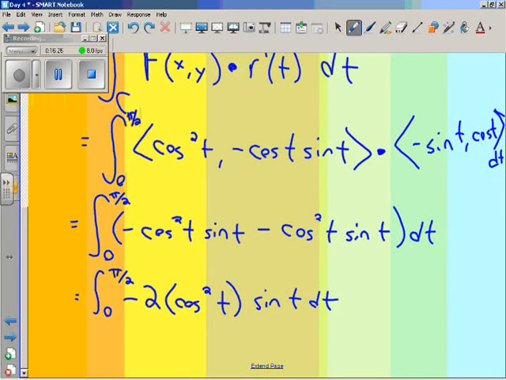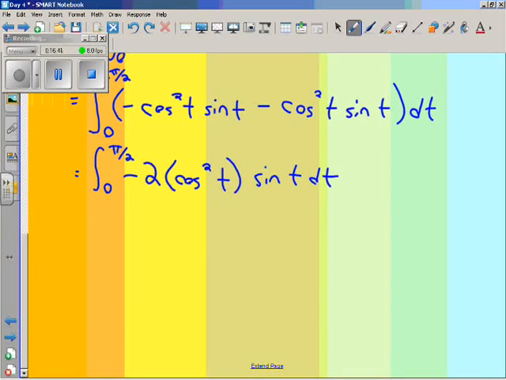Okay? Do you have any ideas about how to carry out that integral? Yeah, we can just do substitution, pretty straightforward. Okay, so what is u going to be? u is going to be cosine of t. So du is going to be negative sine of t.